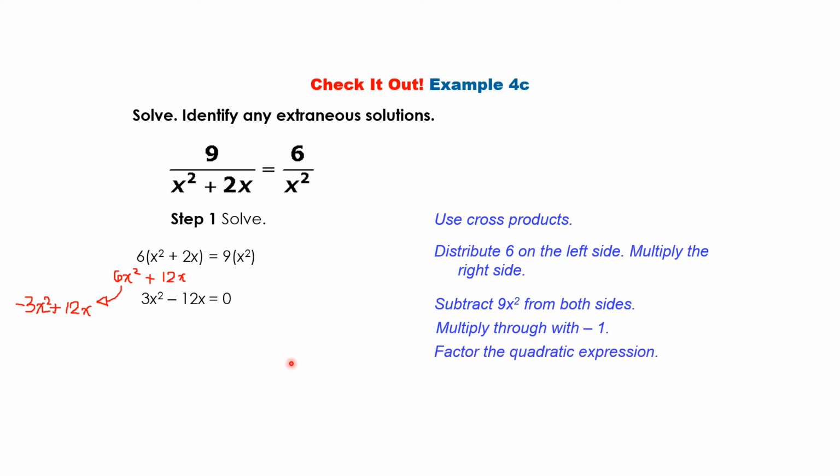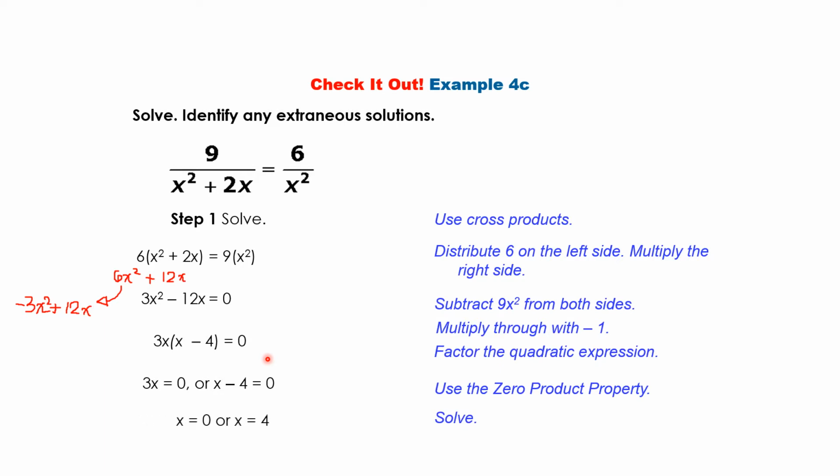Then factor out. Since 3x squared and negative 12x have a common factor of 3x, we have these factors. Then using the zero product property, what number do we multiply by 3x to become 0? The answer is 0. What number do we subtract from x to get 4? The answer is 4. So we have 0 or positive 4.